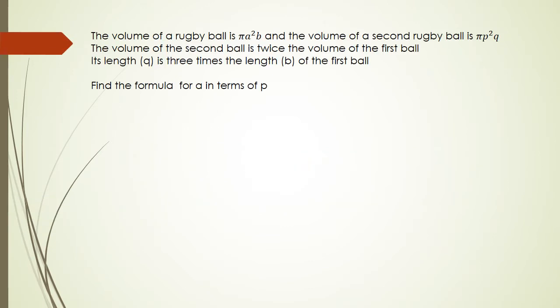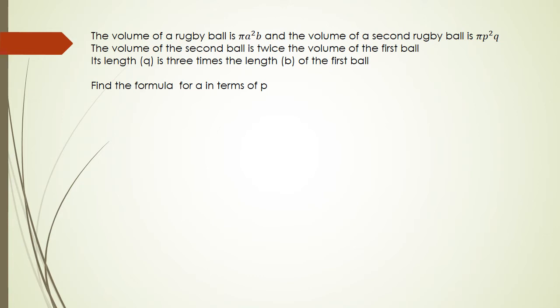Okay, so what you have is the volume of a rugby ball is pi a squared b, and the volume of a second rugby ball is pi p squared q. That's all we have. It's the formula. The volume of the second ball is twice the volume of the first ball. That's the second bullet point. And the third one is its length q is 3 times the length b of the first ball.